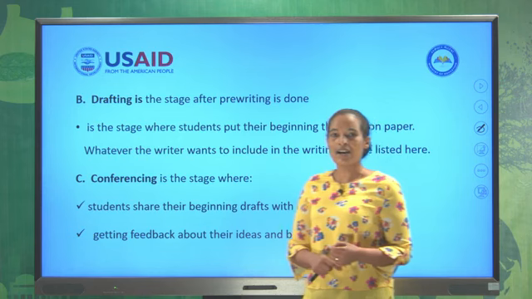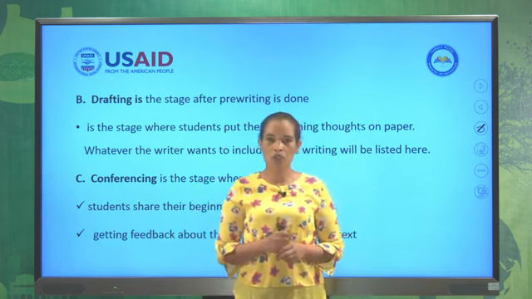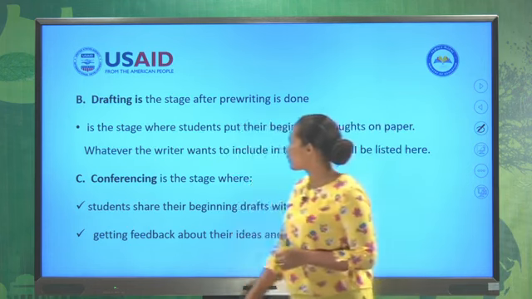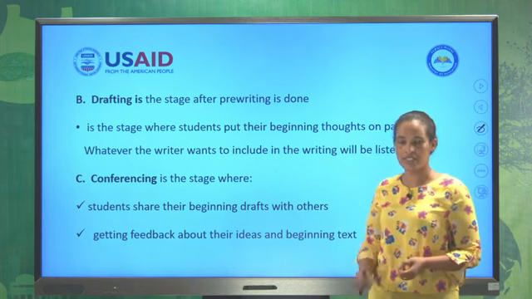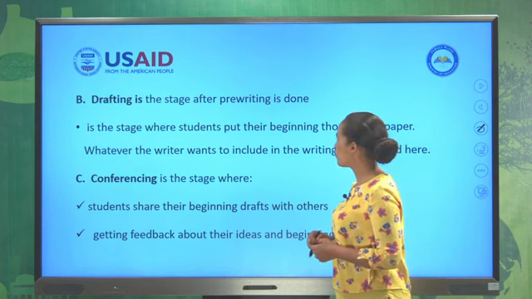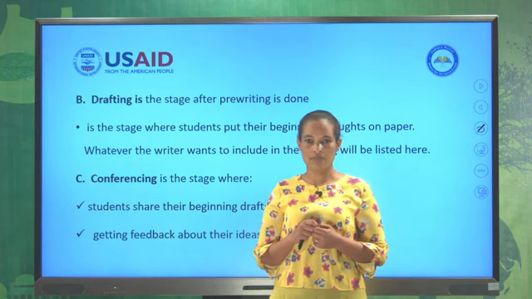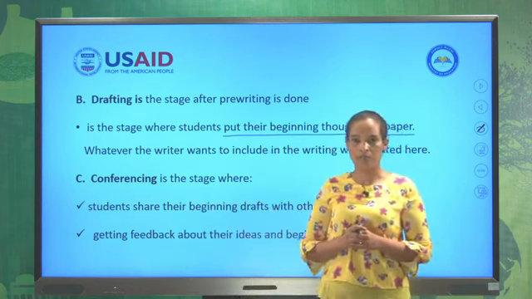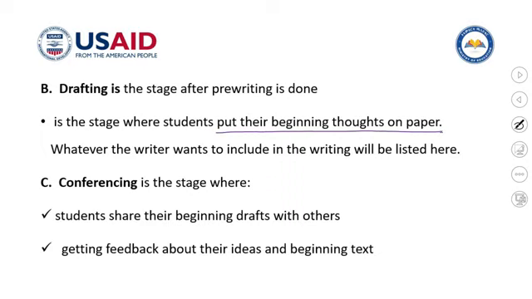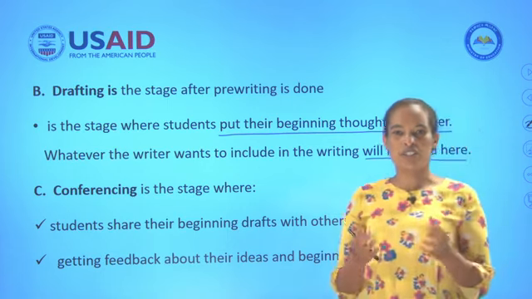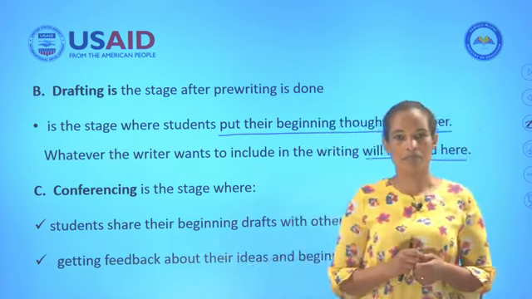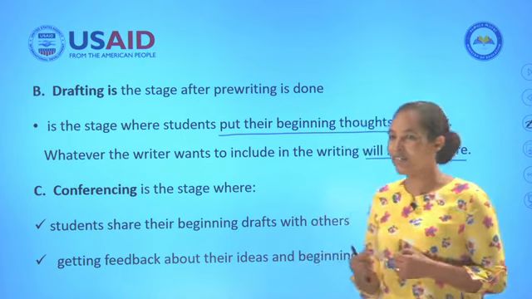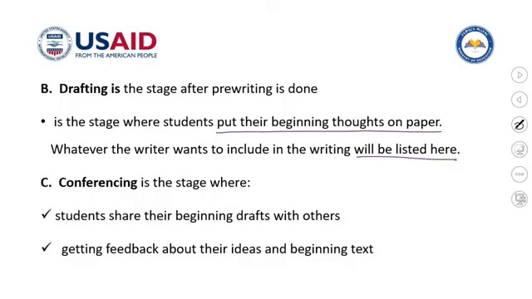That's fine, teachers. The other stage in the writer's workshop model is the drafting stage. The first one is pre-writing, and the second one is the drafting stage. Drafting is a stage after pre-writing. At this stage, students put their beginning thoughts on paper. Whatever the writer wants to include in the writing will be listed here. In this stage, a student can use phrases because they are putting down the draft of what they are going to write. It is not expected of students to write complete sentences. Simply, they can prepare themselves because it is the stage next to the pre-writing activity.